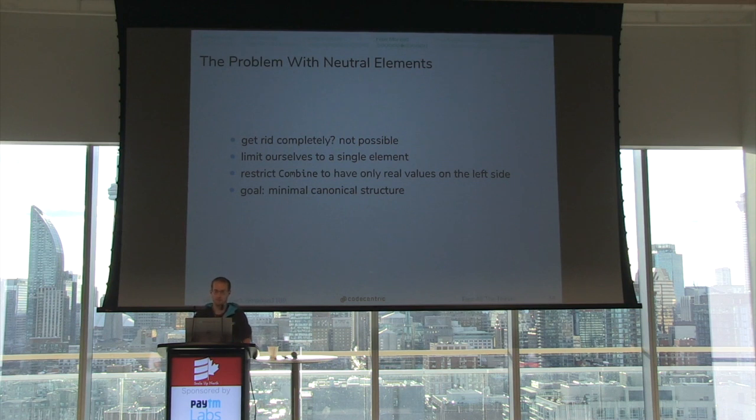But we also have to get rid of multiple neutral elements, because we only want to have the minimal number of neutral elements in our structure by construction. And we cannot get rid of it completely, because then you would not be able to write a program that consists just of the empty operation. So we have to limit ourselves to a single element. And the idea is to, again, restrict combine to only have real values on the left side. So instead of allowing everything on the left of combine, we have only real values on the left side.